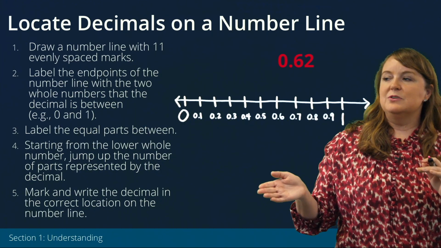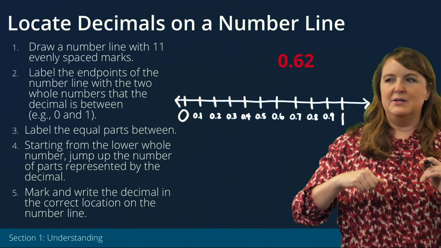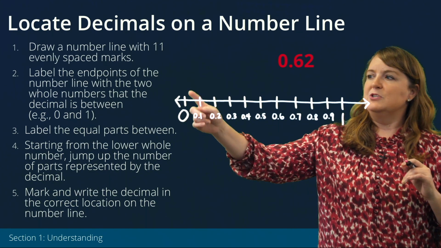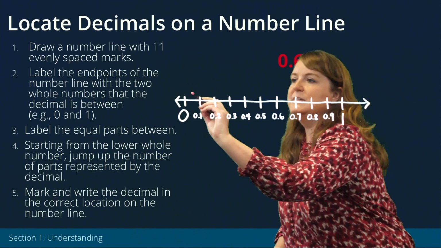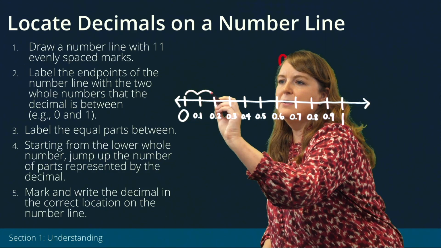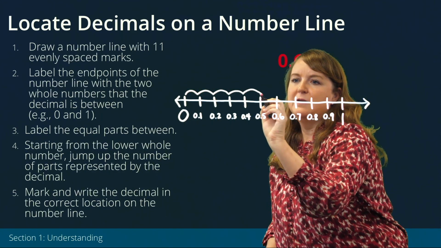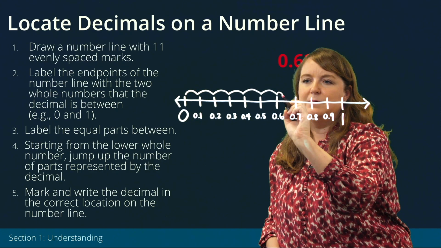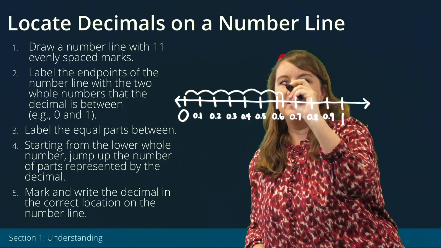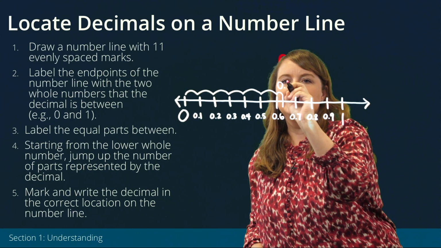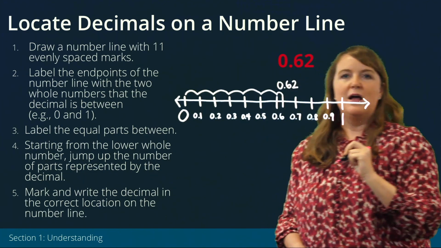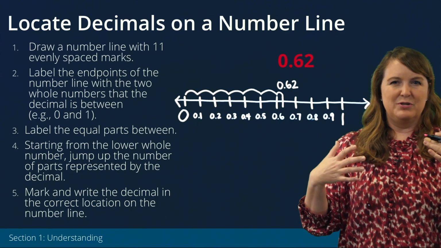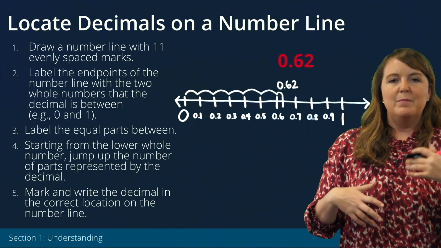And then I want to think about, well, what does it mean to show 62 hundredths? So I'm starting here from 0, and I'm going to jump up first 6/10. So I'm going to jump 1, 2, 3, 4, 5, 6, and then I need to jump 2 hundredths. Just like that. So there I have showed 62 hundredths.